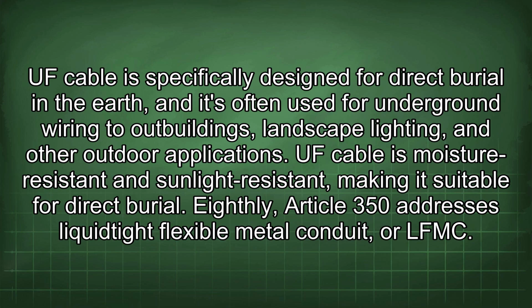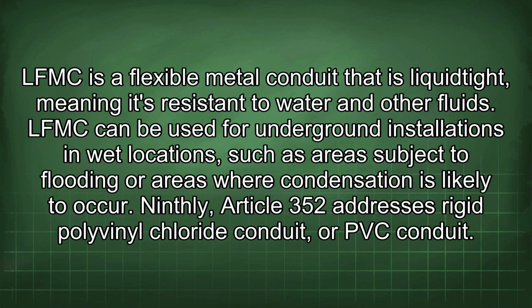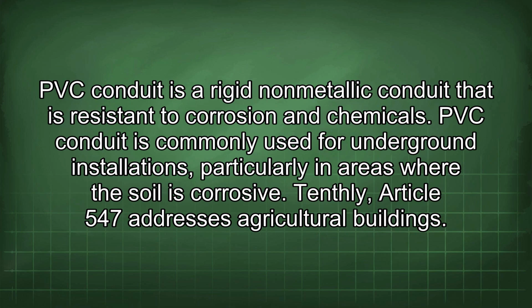Eighthly, Article 350 addresses liquidtight flexible metal conduit, or LFMC. LFMC is a flexible metal conduit that is liquidtight, meaning it's resistant to water and other fluids. LFMC can be used for underground installations in wet locations, such as areas subject to flooding or areas where condensation is likely to occur. Ninthly, Article 352 addresses rigid polyvinyl chloride conduit, or PVC conduit. PVC conduit is a rigid nonmetallic conduit that is resistant to corrosion and chemicals. PVC conduit is commonly used for underground installations, particularly in areas where the soil is corrosive.